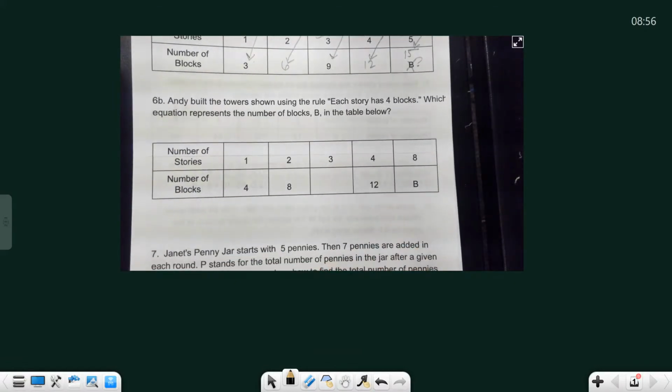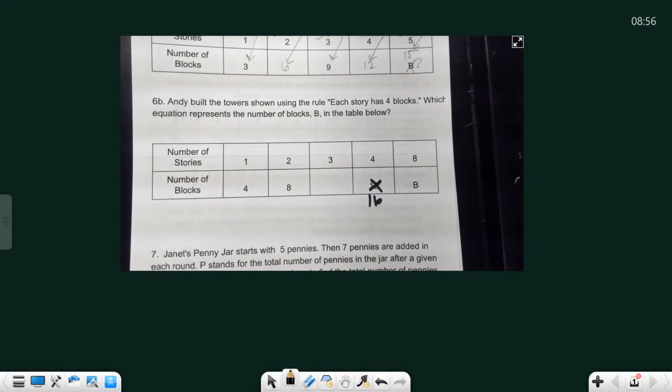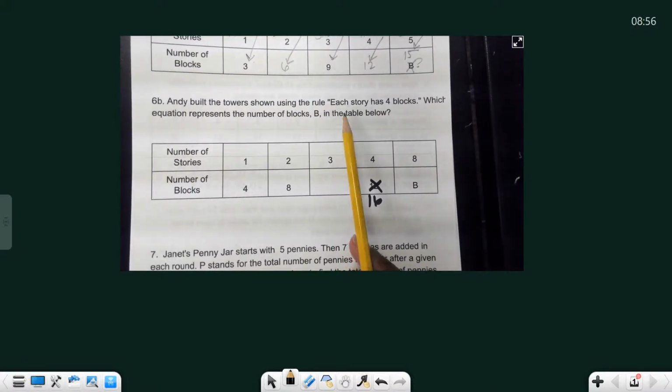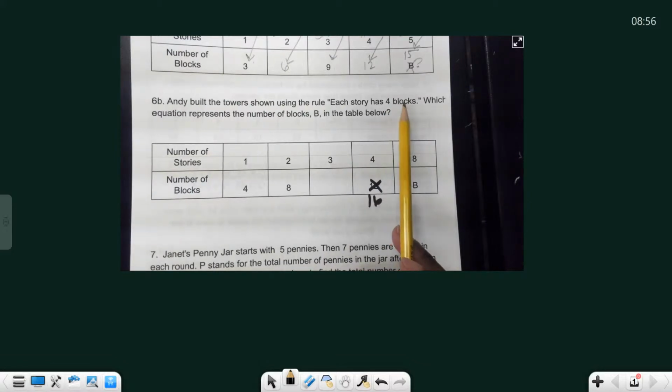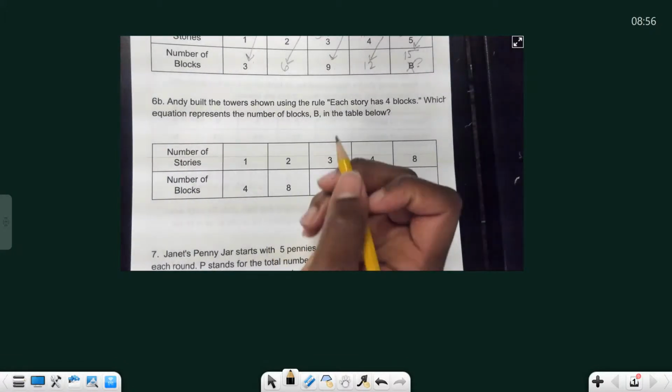Let's look at 6B. Now 6B, you need to make some changes. 6B should be changed for the following. 12 should be a what? 16. And then you have to find B. Now, Andy built the tower shown using the rule each story has 4 blocks. Which equation represents the number of blocks B in the table below? So automatically, I'm going number of stories times 4.